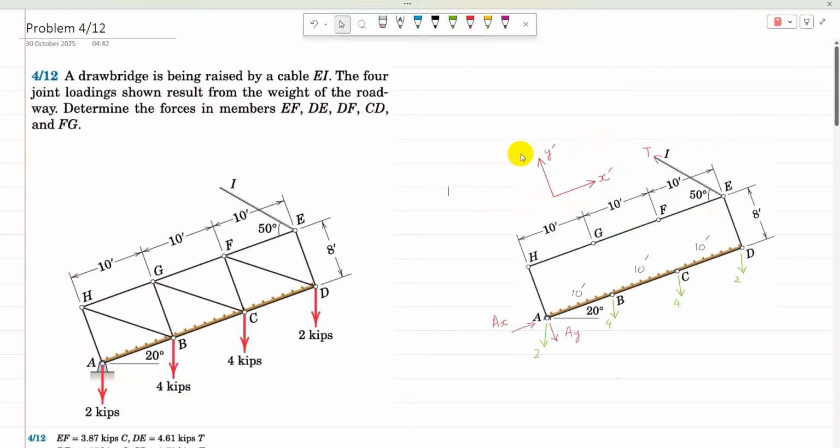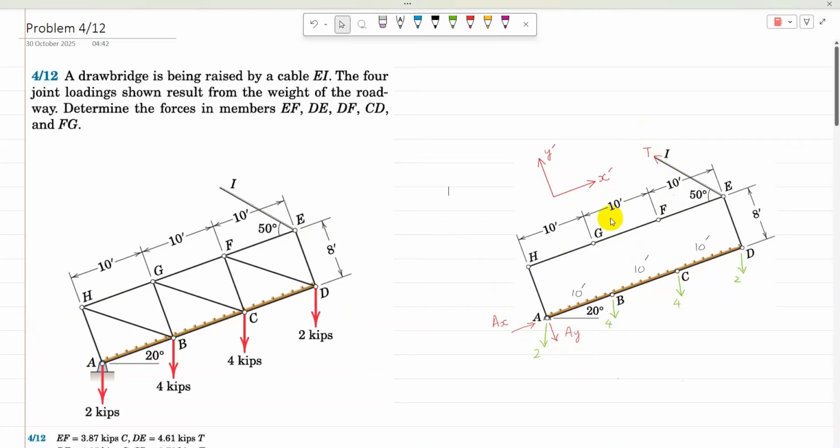The free body diagram of the truss is drawn here. The two support reactions AX and AY are represented, and then the tension in EI is represented. Tension is always away from the joint, so it is assumed to act away from the joint.